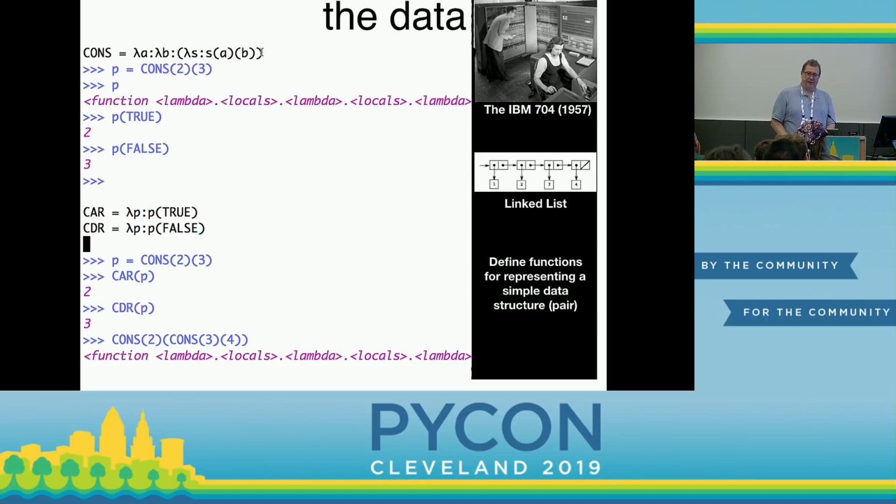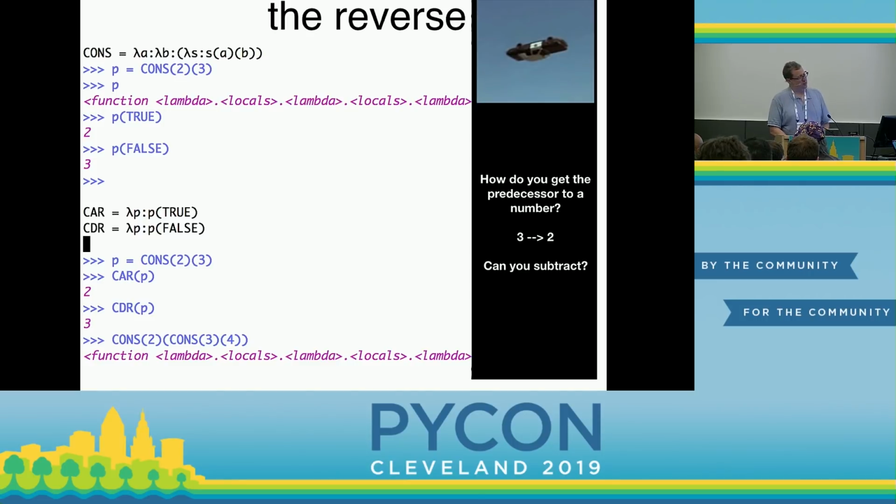Everybody got this data thing up here? I always find this deeply weird. The first time I saw this, I was like, no way, what? Building a data structure out of functions like that. One of the reasons why I'm having you do this, by the way, is how do you do subtraction? And how do you get the previous number? And what in the world could this possibly have to do with pairs or data structures?